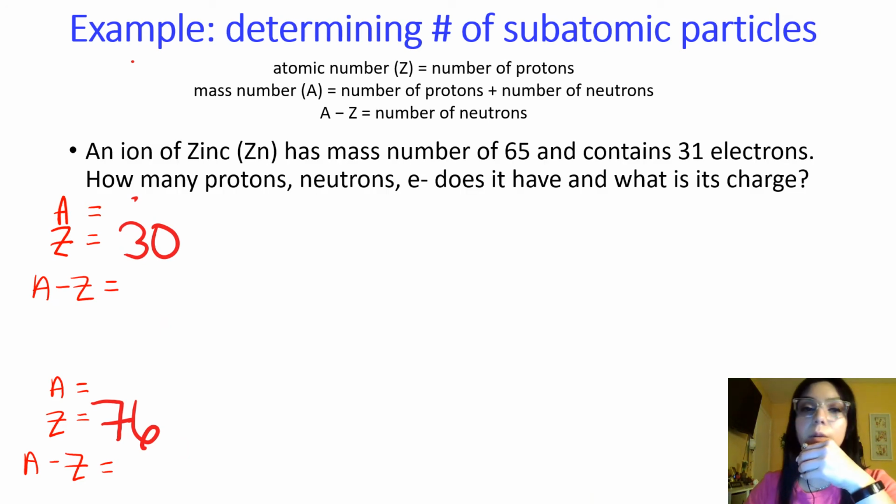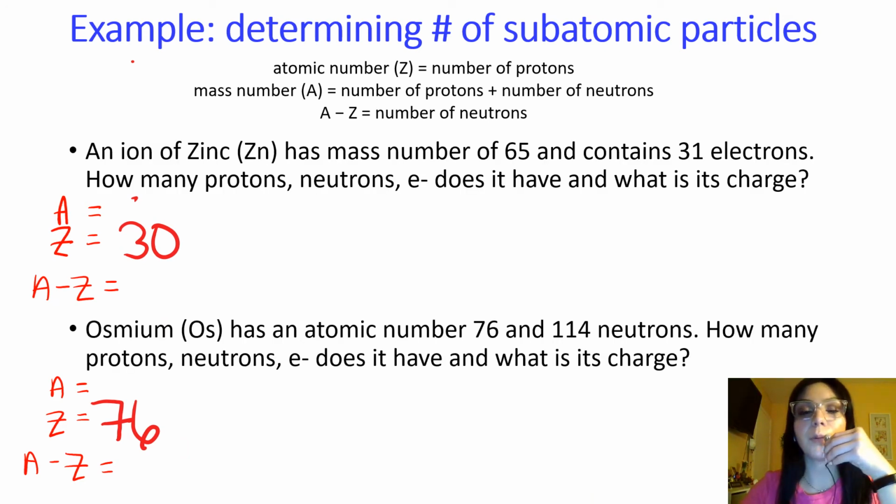So now we are going to work on a problem where we have to determine the number of subatomic particles. So in this first example, we are looking at zinc, and they gave us a mass number of 65, and they told us it contains 31 electrons. How many protons, neutrons, and electrons does it have, and what is its charge? Now, to save us time, what I did was I went to my periodic table and I looked at what the atomic number of both of these elements was. So the atomic number is Z, and it tells us the number of protons.